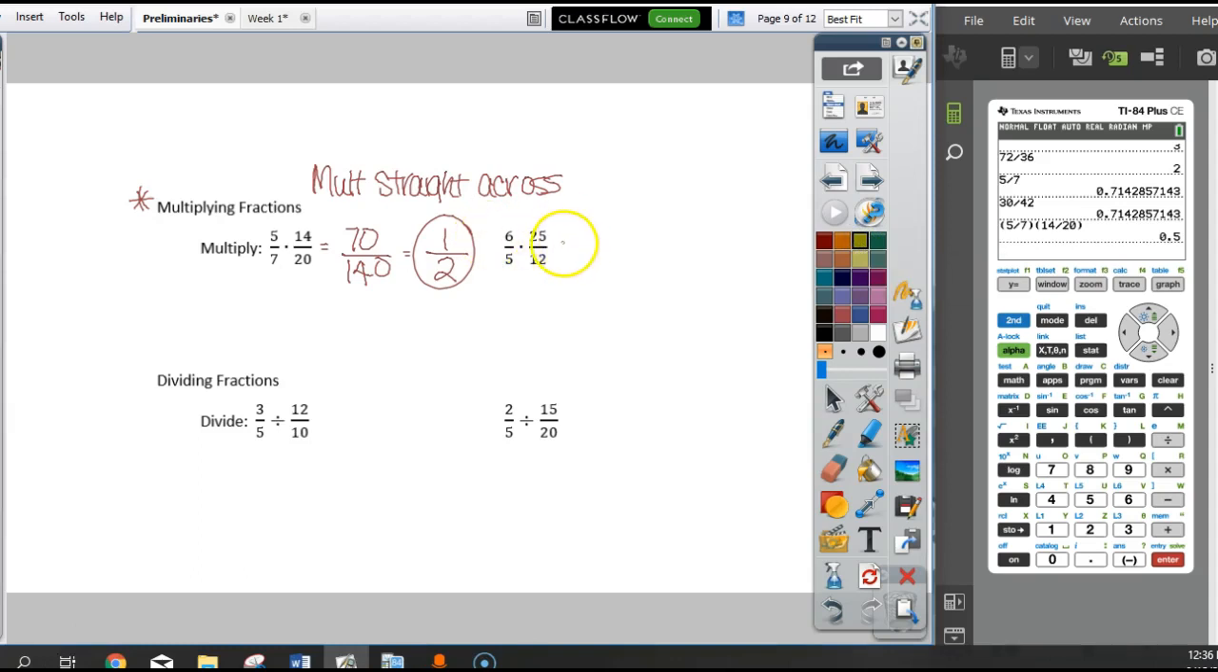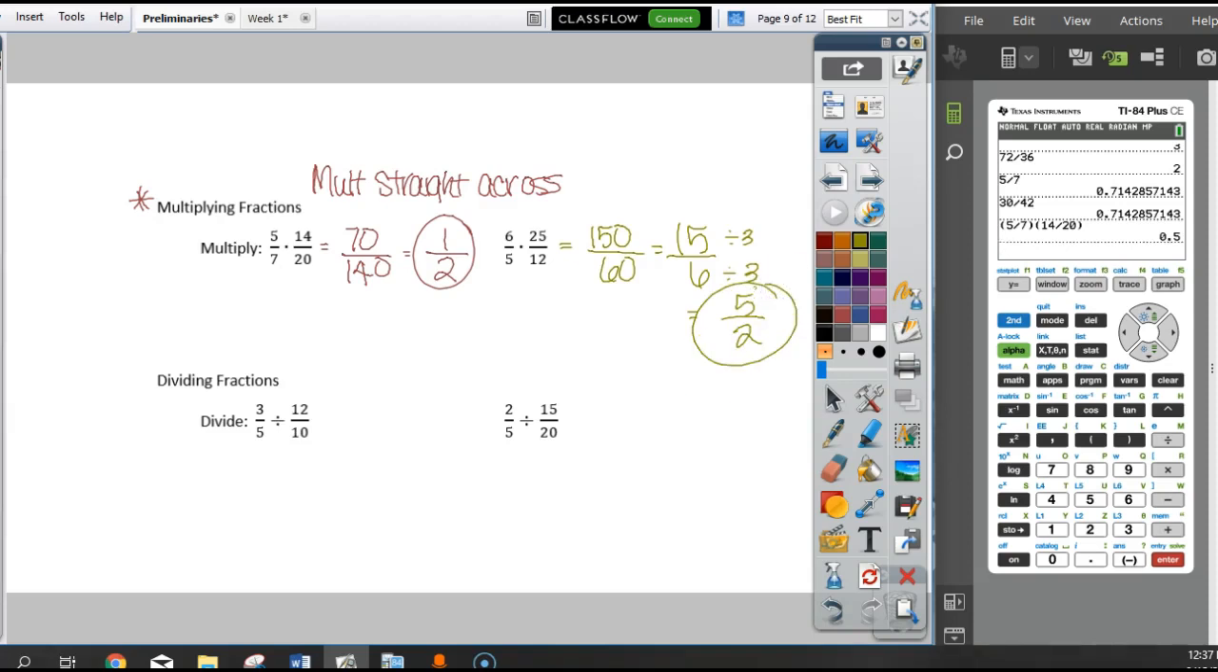Next one, same thing, multiply straight across the top, so 6 times 25, that will end up giving me 150. 5 times 12, that will give me 60. Notice that's not reduced right away. They both end in a 0, so I can rewrite it as 15 divided by 6. From here, they both have a 3 in common. Could divide both by 3, and I end up getting 5/2.